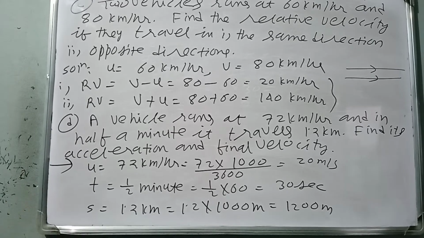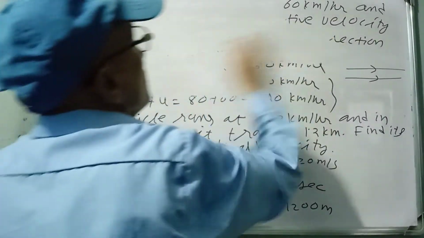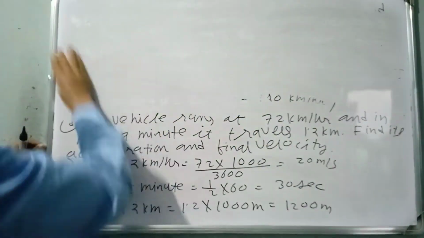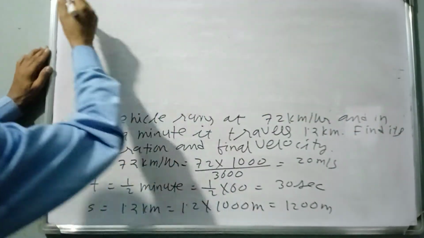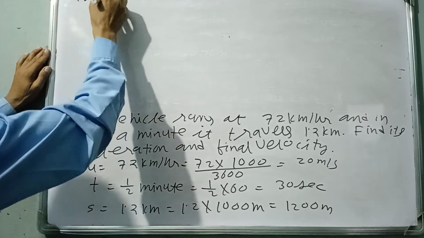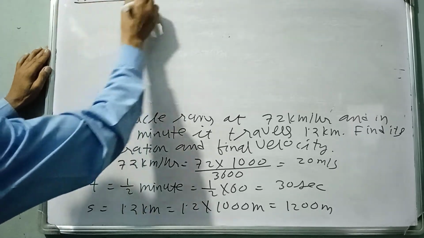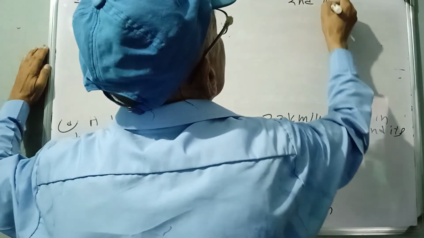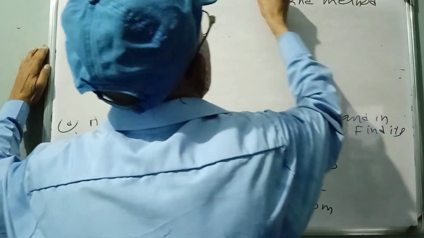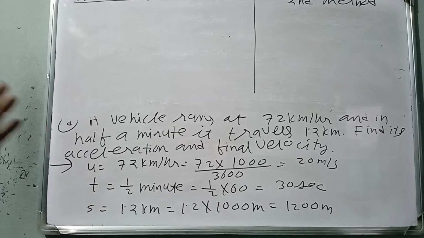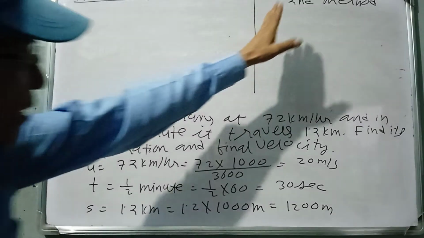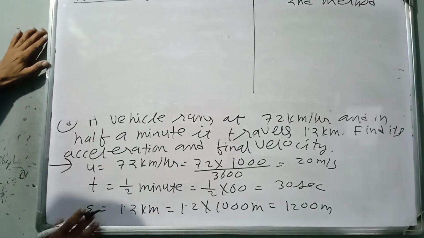First method or second method, ले दुवै गर्दैछु म. First method and by the second method. First method मा के हुन्छ भन्दा u दिएको छ, टाइम दिएको छ, s दिएको छ, v निकालेर a निकाल्ने. सेकेन्ड मेथडमा a निकालेर v निकाल्ने. First, how to find out?